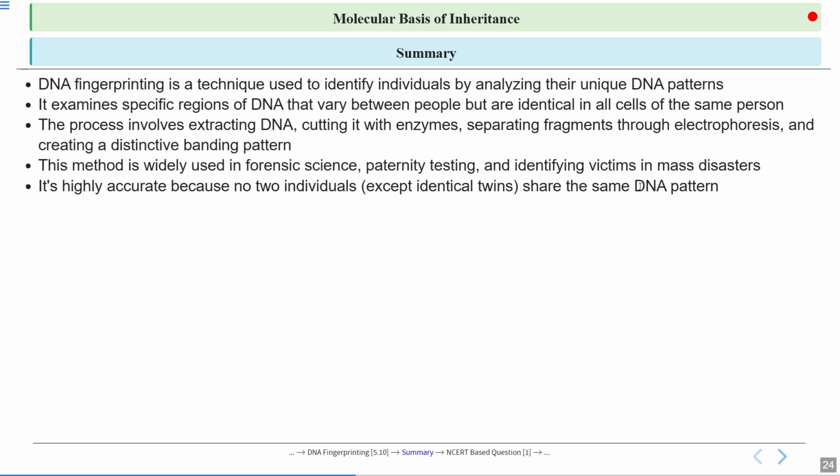So yeah, it's highly accurate because no individual except identical twins shares the same DNA pattern. So this method is very accurate. Why? Because except the identical twins, there is no one who is going to share this same DNA pattern. Only identical twins share the same DNA pattern. So that's why it is very highly accurate.